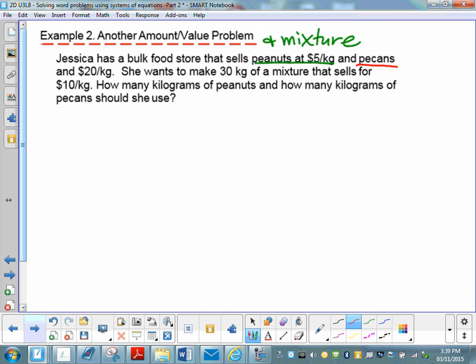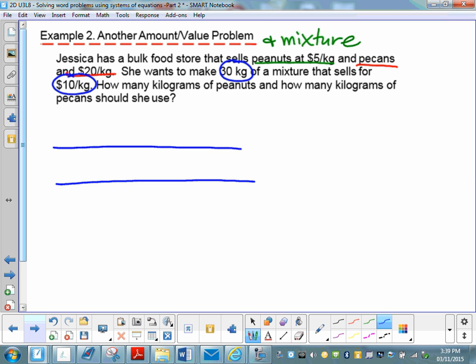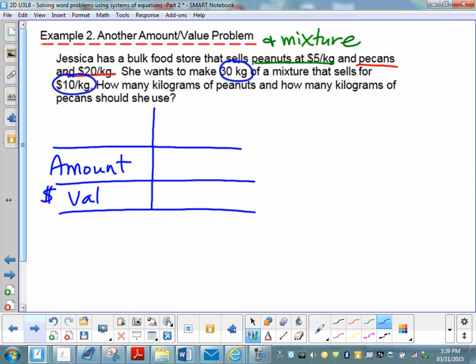The pecans are $20 a kilogram. She wants 30 kilograms of a mixture that sells for $10 a kilogram. So my table is going to be set up in the same way. I'm going to have the amount and the value out to the side here.